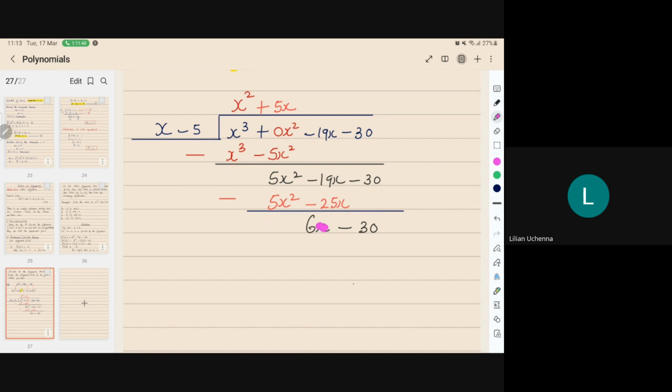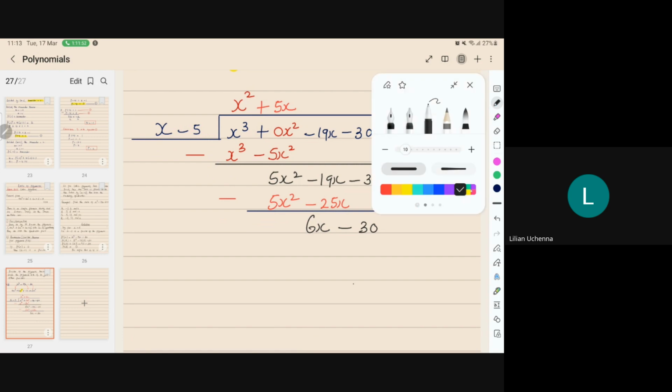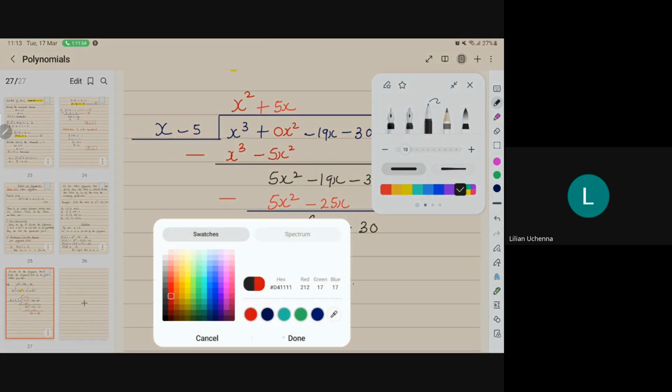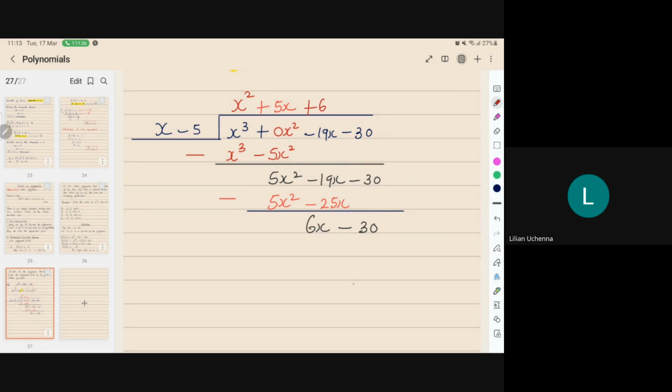All right, so that said, I'm going to divide through now. 6x divided by x is going to give us 6 right there. So this is plus 6. So plus 6 times x is going to give me 6x. Plus 6 times minus 5 will give us minus 30. Then we'll subtract that always. So when we subtract, you're going to see that we're going to have a remainder of 0. 6 minus 6 is 0. Minus times minus is plus. Minus 30 plus 30 is going to give us a 0 right here.